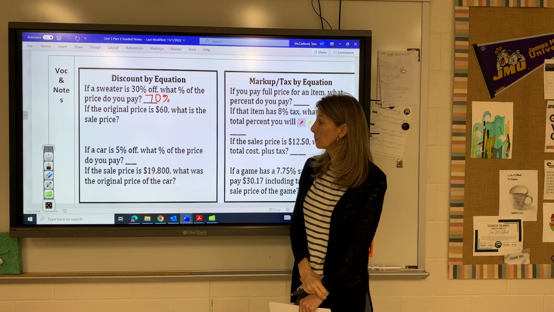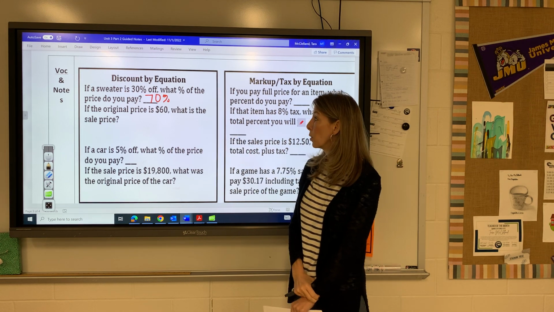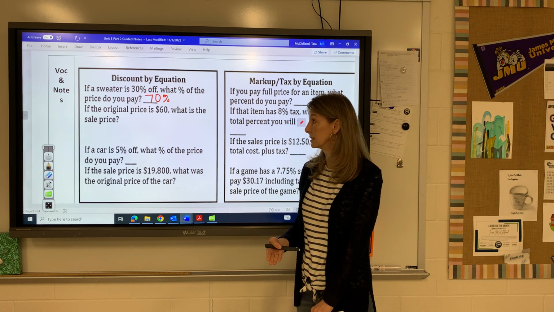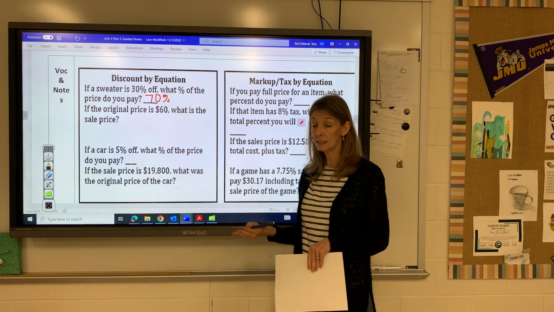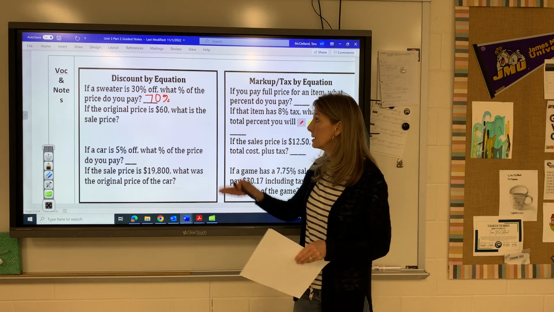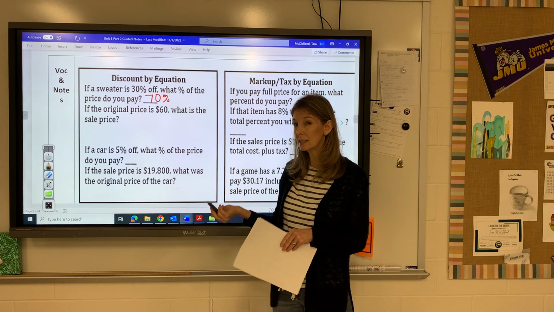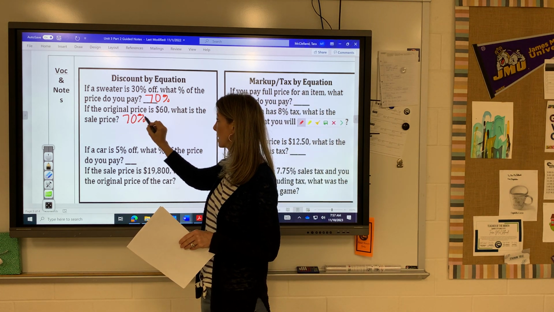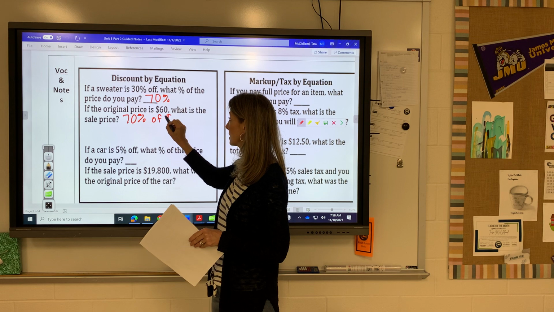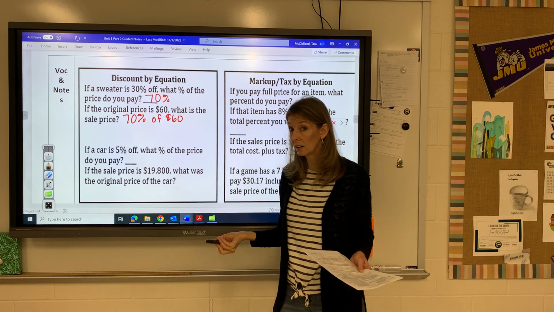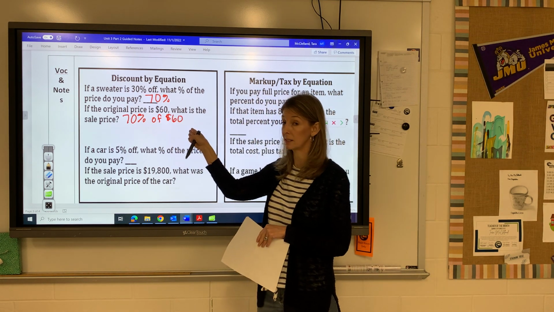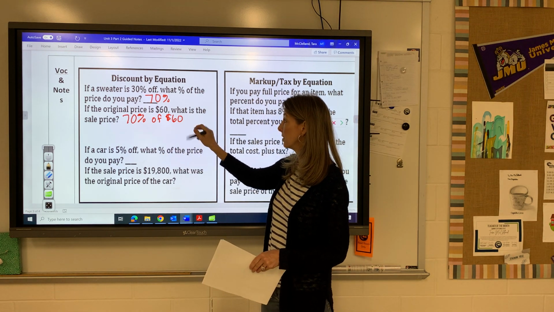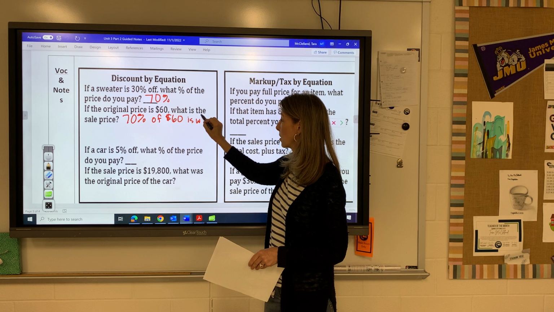So again, here's the original price, $60. What is the sale price? What we're trying to find out is 70%, the portion you're having to pay. 70% of 60 is what? I'm going to write that again. 70% of $60, because again, you're not paying 100% of 60, you're only paying 70%. So 70% of 60 is what?